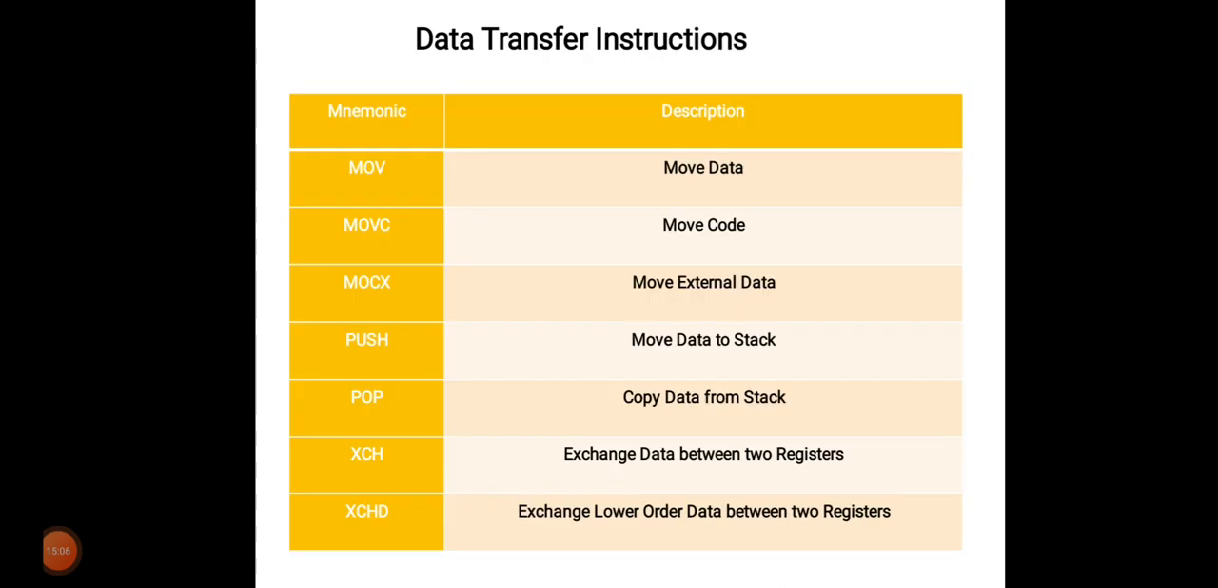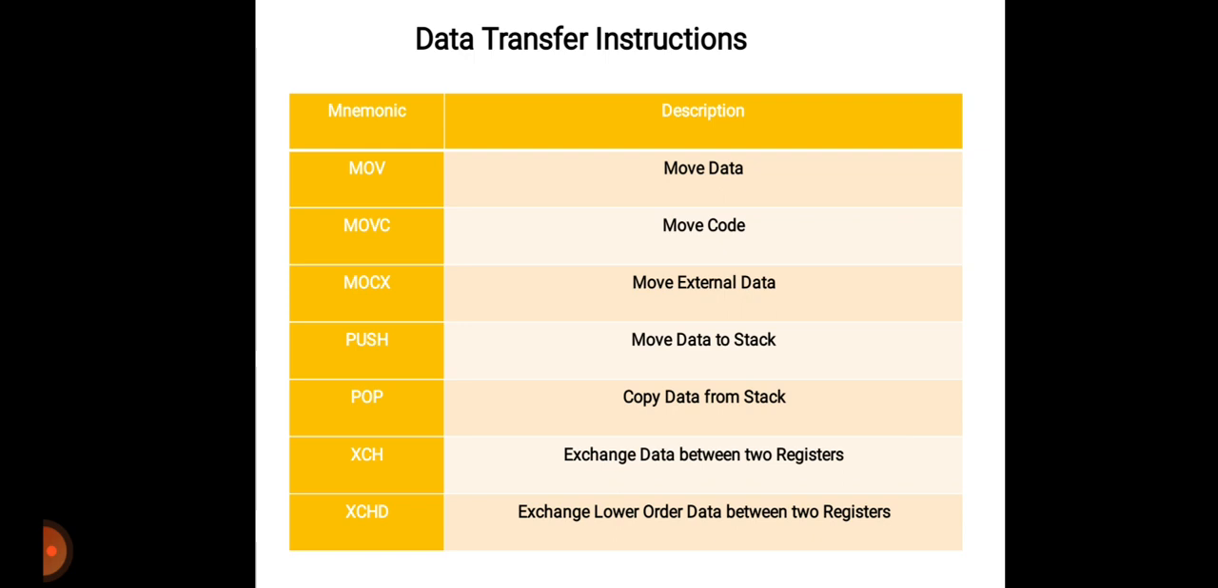First of all, data transfer instructions. Data transfer instructions are associated with the transfer of data between registers or external program memory or external data memory. The mnemonics associated with the data transfer instructions are MOV, MOVC, MOVX, PUSH, POP, XCH and XCHD.